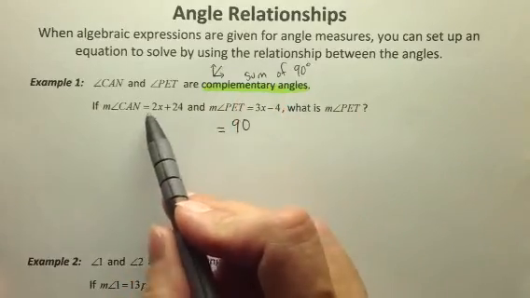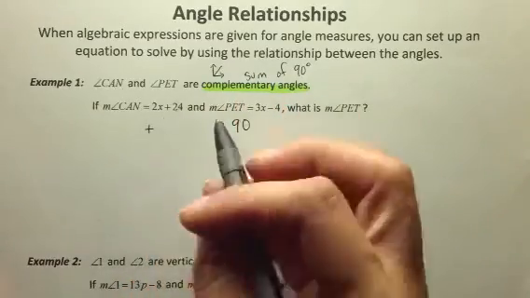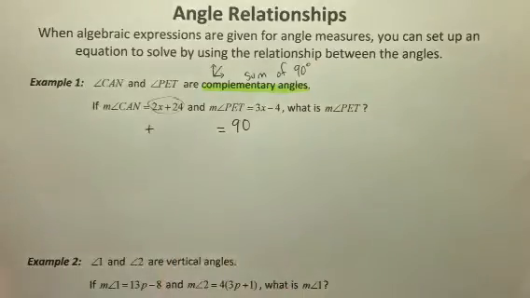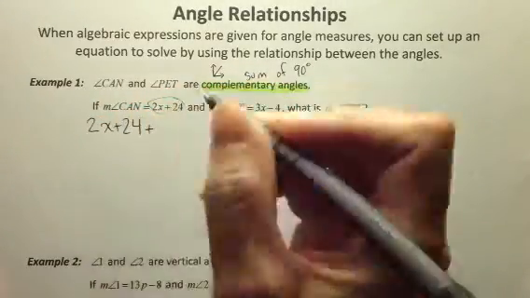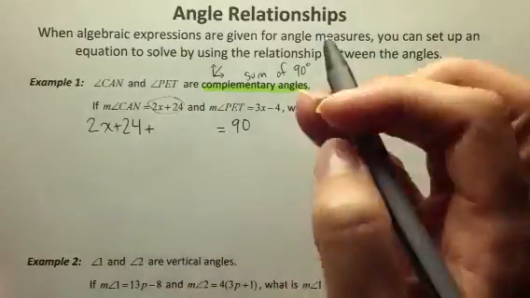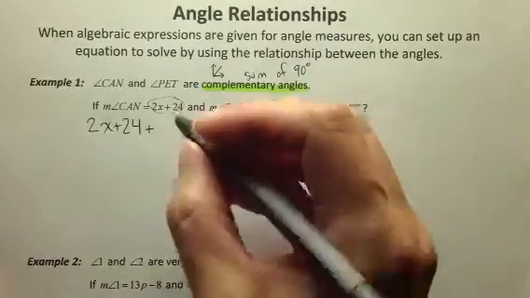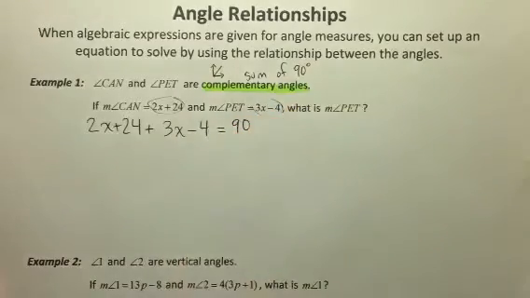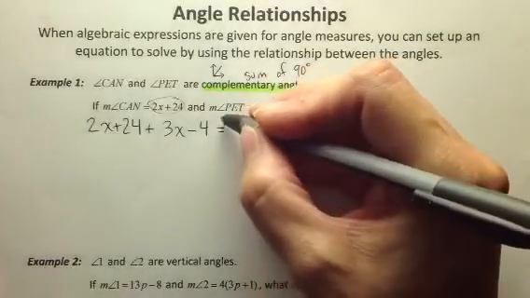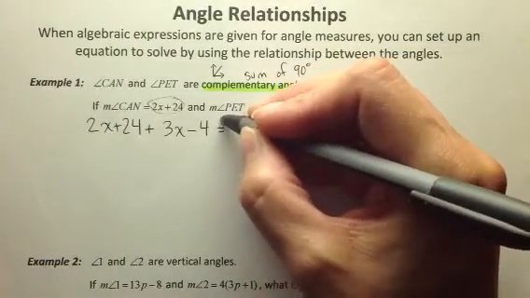Okay, so now I'm just going to plug this in here. I've got 2x plus 24 is one of the angles. So 2x plus 24. And then I'm going to add my second angle here, which is 3x minus 4. Okay, hopefully you remember your algebra skills. If you're having trouble with that, let me know. I've got some lessons I could give you for that. So I'm going to solve this assuming that you've already had your basics here.